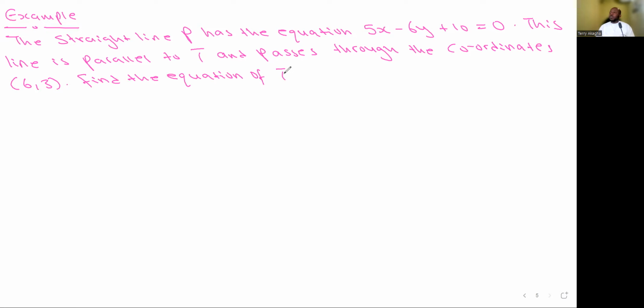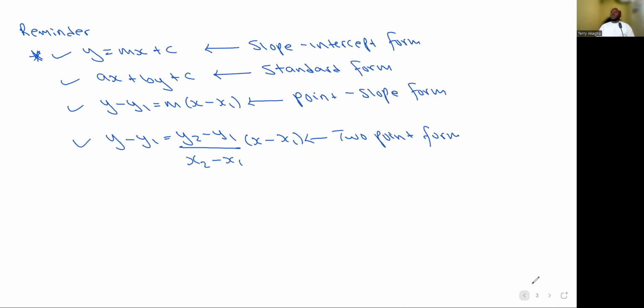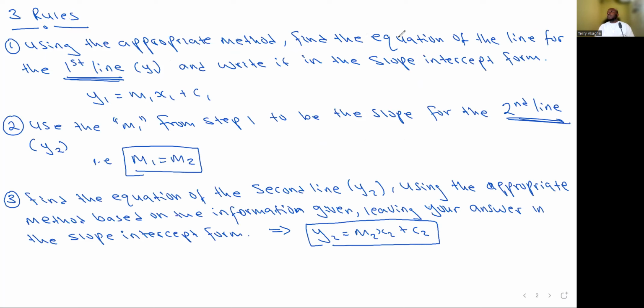Okay, good. Now let's start. The first thing you will notice is that we're told that we need to use the appropriate method, find the equation of the first line, and write it in the slope-intercept form. So this is the slope-intercept form: y1 is equal to m1 x1 plus c.